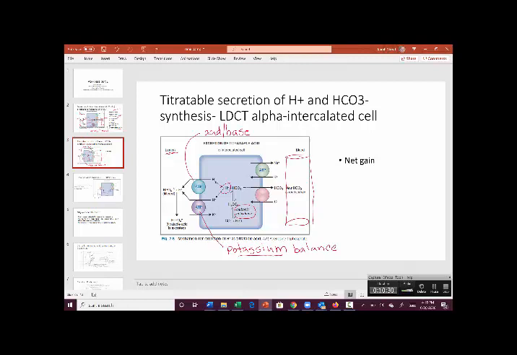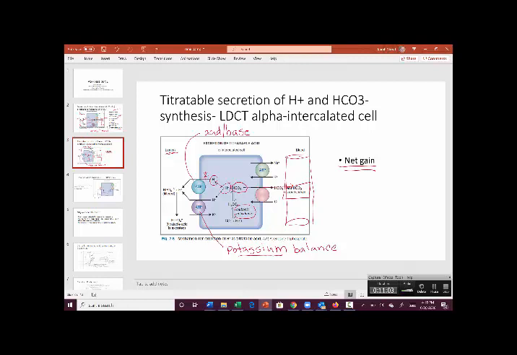Another interesting thing to know is that this hydrogen ATPase can be stimulated by aldosterone. And if it's stimulated by aldosterone, as you heard in the previous lecture, we can have over-secretion of hydrogen. And when we make that hydrogen from carbonic acid, we also have bicarbonate. And notice that it is reabsorbed into the blood. And this is new. This is a net gain.